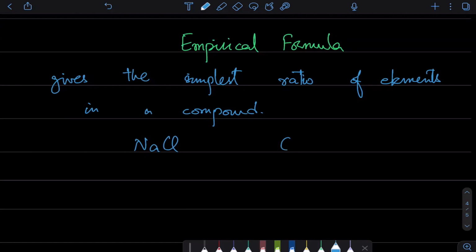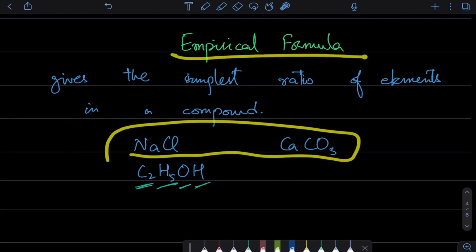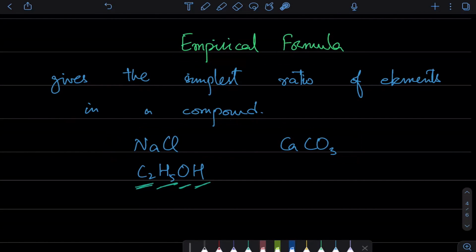Similarly, when I say CaCO3, I do not mean that I have actually 1 calcium and 1 carbon and 3 oxygen. It just means that that is the ratio in which they're combined. But when I say C2H5OH and I tell you that this is a molecular formula, this basically means I have actually 2 carbon atoms, 5 hydrogen atoms, 1 oxygen, and 1 hydrogen joined like that. So this is the actual number which is available in the molecular formula, compared to the ratio which is available in the empirical formula.